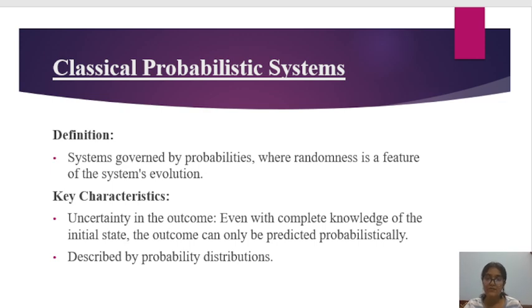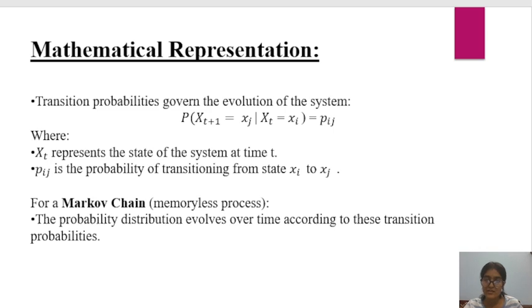For example, if we know the initial conditions of a system, we cannot determine exactly what will happen next. The future evolves according to certain probability distributions. Let's look at how we can mathematically represent these systems.